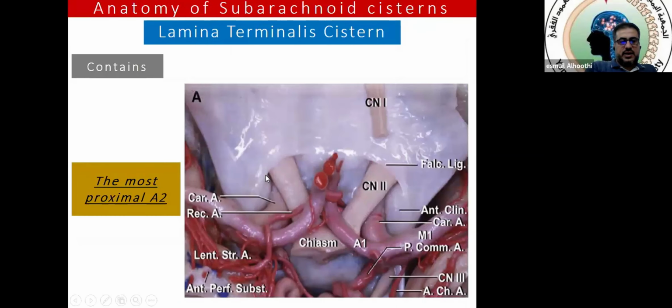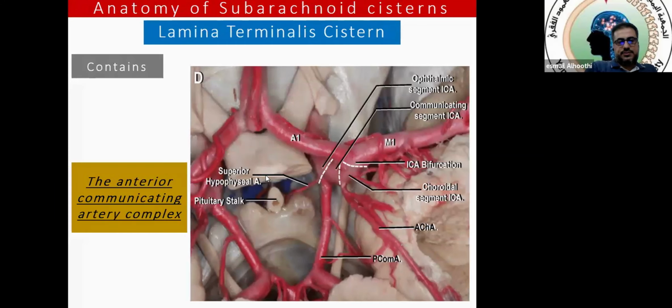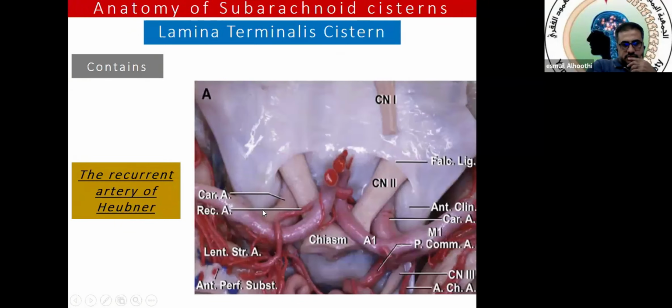and the A2 proximal part only, and the ACOM. Also, the recurrent artery of Heubner is contained within the lamina terminalis cistern. This is the recurrent artery of Heubner. Here, this picture shows the recurrent artery of Heubner and the A1 and just the proximal part of the A2 and the ACOM.